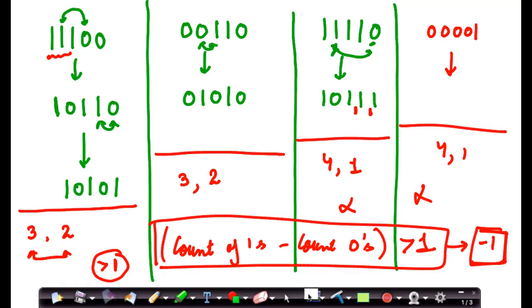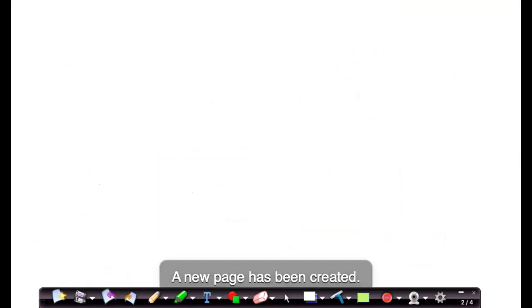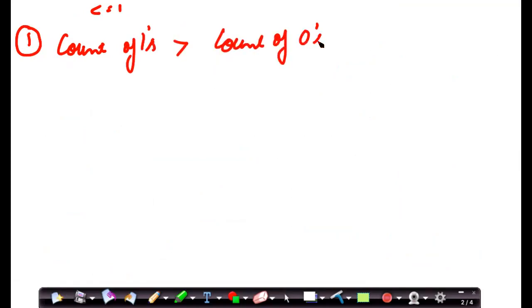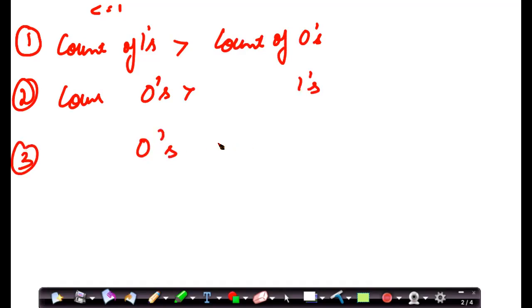So for that, again, let's take the examples. But before taking the example, let's see all the cases over there. So there can be three cases again if the absolute difference is less than or equal to 1. The first case can be the count of ones is greater than the count of zeros. The second case can be count of zeros is greater than count of ones. And the third case can be count of zeros is equal to count of ones.